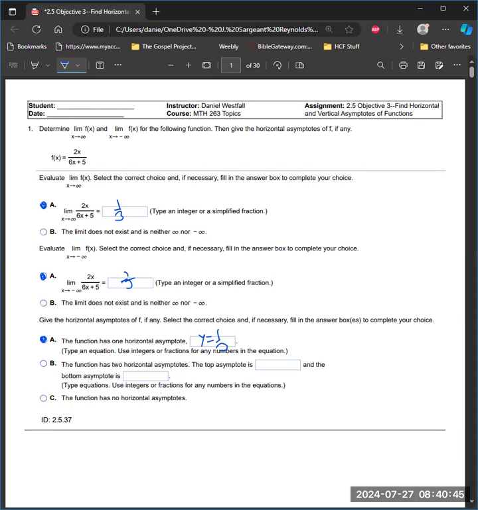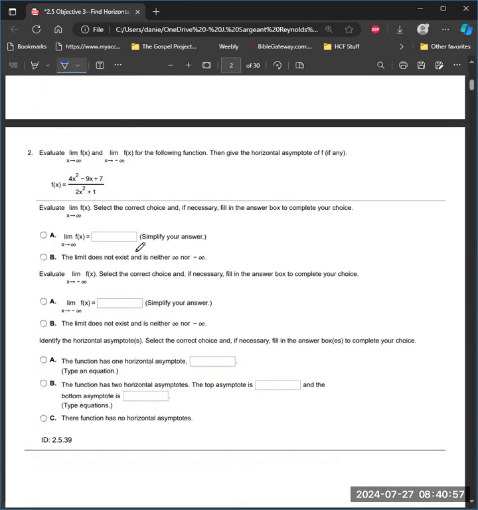It has a vertical asymptote that they didn't ask us about, but the vertical asymptote is going to be at -5/6. So VA x equals -5 over 6 is going to make the denominator 0.